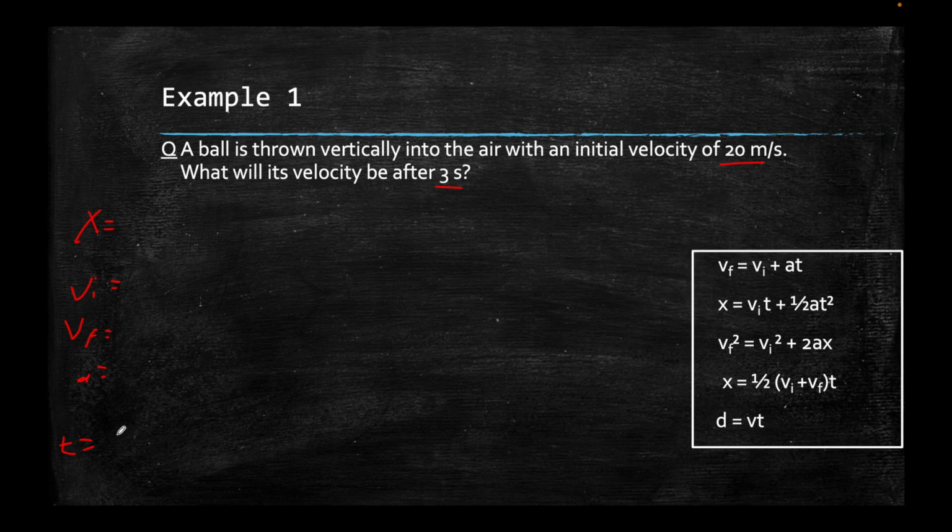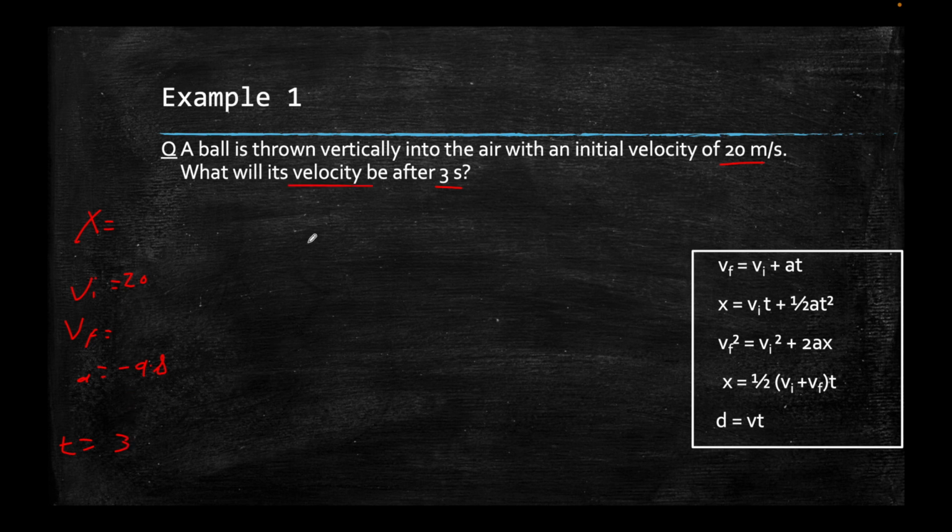I have the time, that's 3. That's 1 piece of information. I have initial velocity, that's vi, initial, that's 20. That's 2 pieces, I need 1 more. I only have 2 numbers. Aha, wait, it is thrown in the air. Minus 9.8. 1, 2, 3.